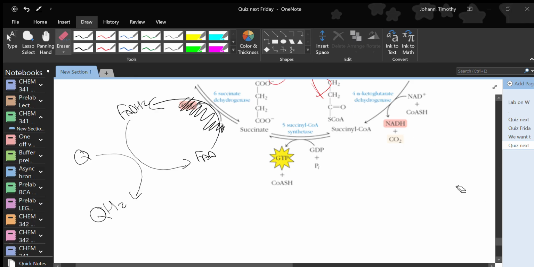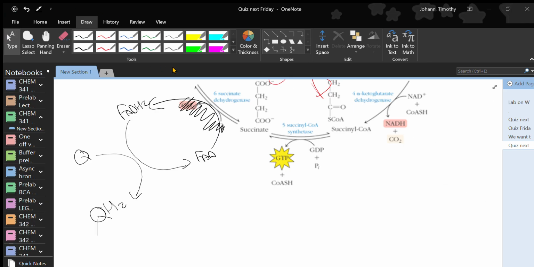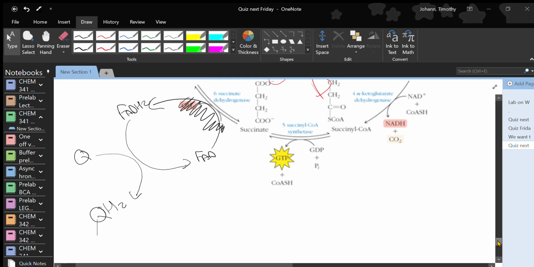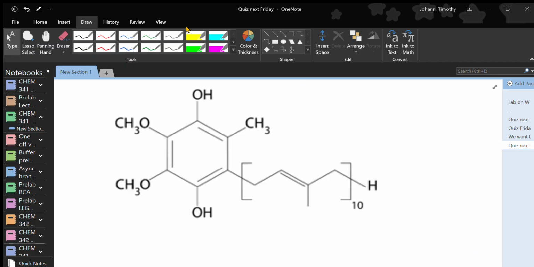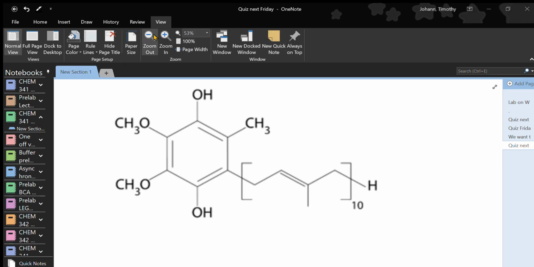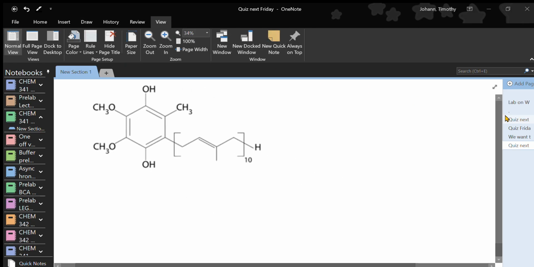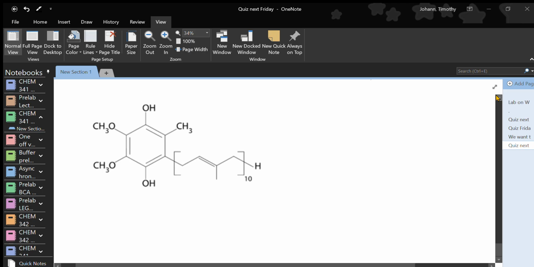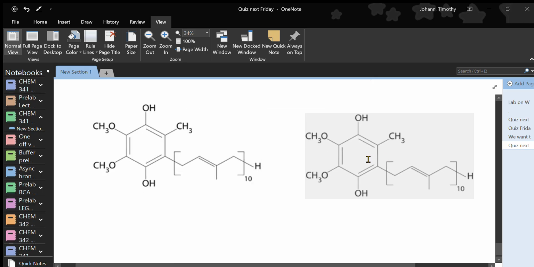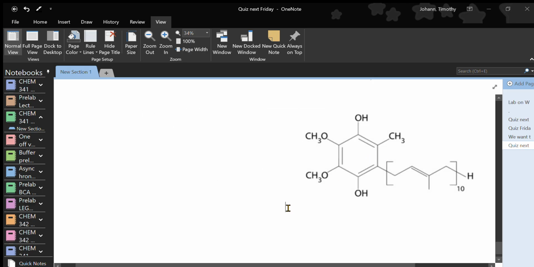So we have to learn a new cofactor here. We're also going to see this in photosynthesis. It's not the exact same one, but it's pretty close. So this right here is ubiquinol. Let me pull it over the side and we'll do an oxidized reduced.